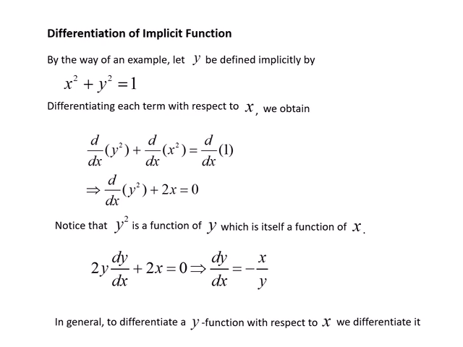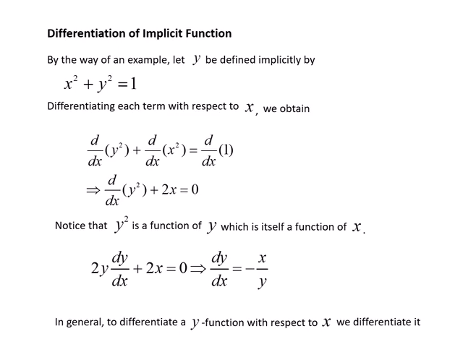Now, notice that y squared is a function of y, which itself is a function of x. So therefore, we are going to differentiate that y squared, having it as 2y dy/dx, since y is a function of x. So we have 2y dy/dx plus the differentiation of x squared, which is 2x, equal to 0.